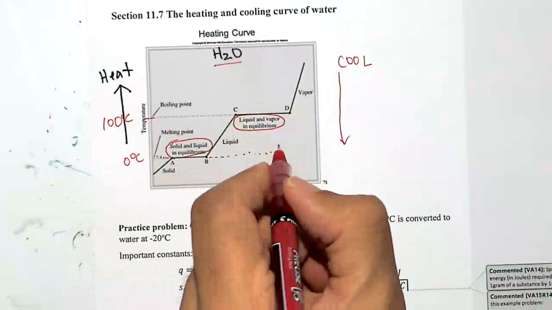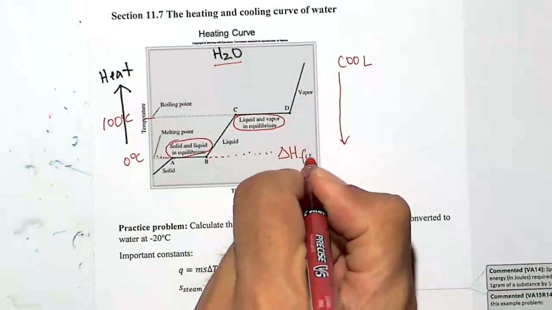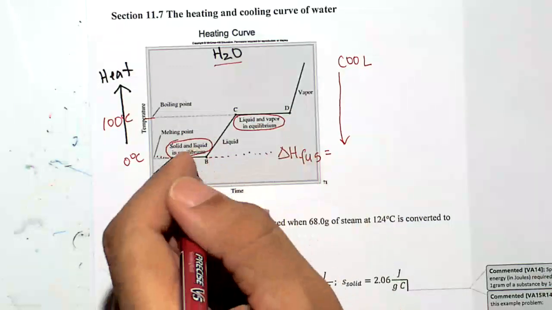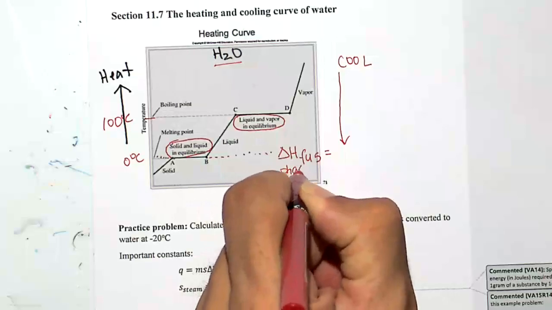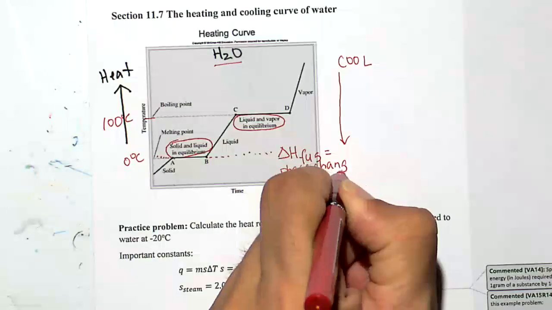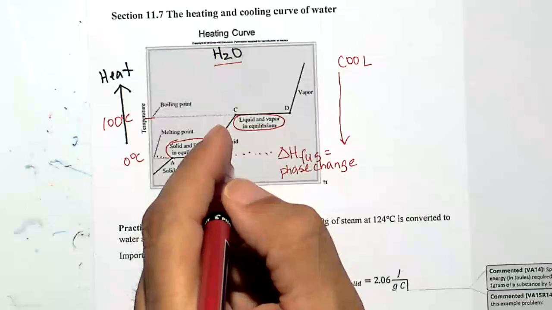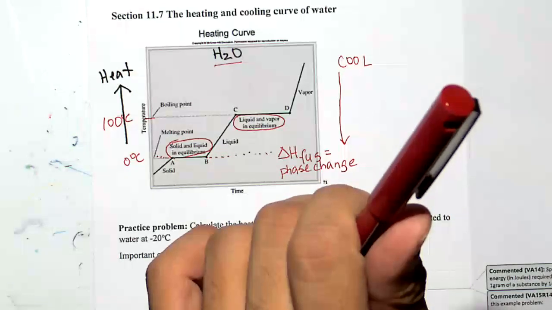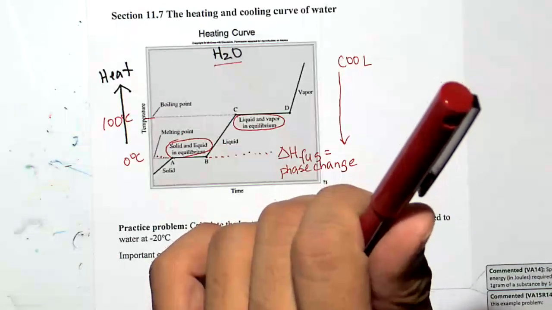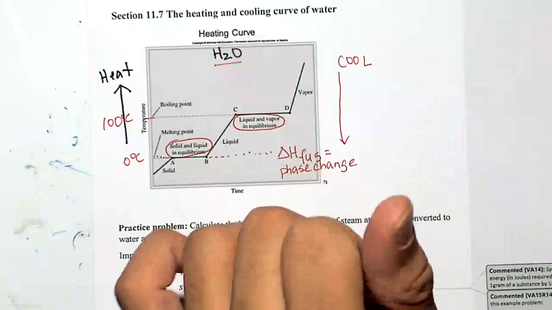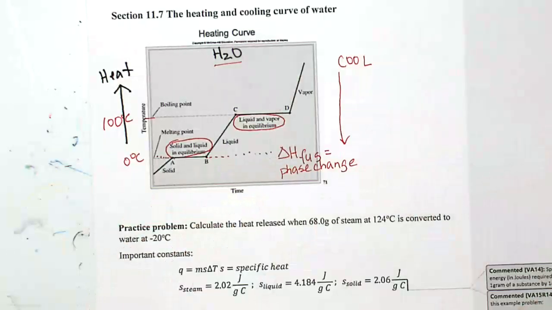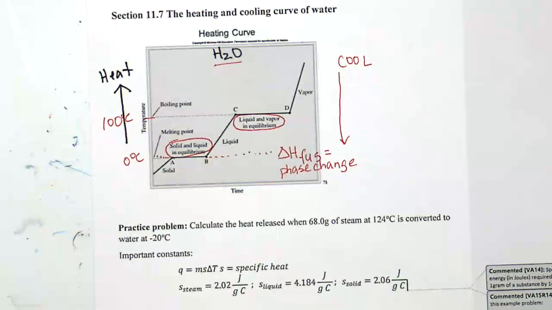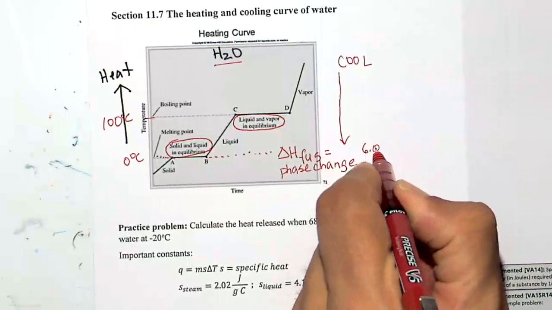If you continue to heat, the energy that must be overcome here is delta H fusion. This delta H fusion is the energy for the phase change, going from a solid to a liquid. For water, this is at 0 degrees, and this delta H fusion is not a number you need to memorize, but in our notes it's 6.01 kilojoules per mole. Okay, from our notes. You do not need to know that number.